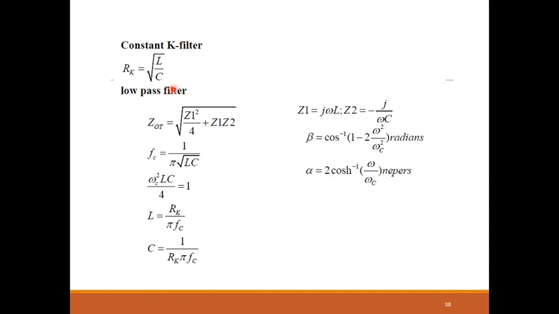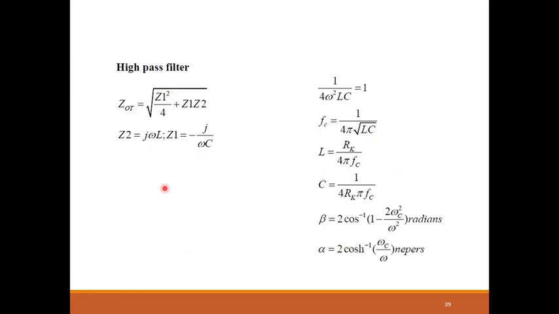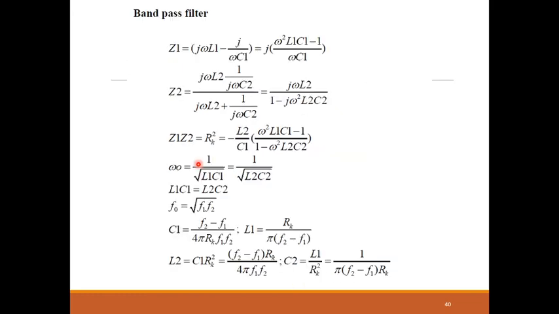This is the constant K filter for the low pass filter. It has the attenuation constant and phase shift constant expressions, then the inductor values and capacitor values, then the cutoff frequency, then the characteristic impedance of the T network. So this is for the low pass filter. Similarly, for the high pass filter we also derived all the expressions, that is Z0T and cutoff frequency, then inductor values, capacitor value, then phase shift constant and attenuation constant. So all this we discussed for the high pass filter.